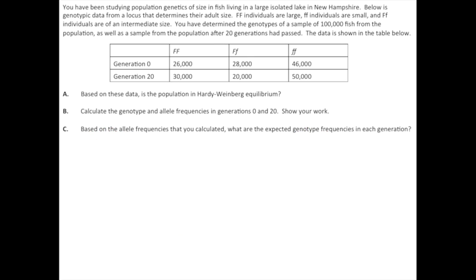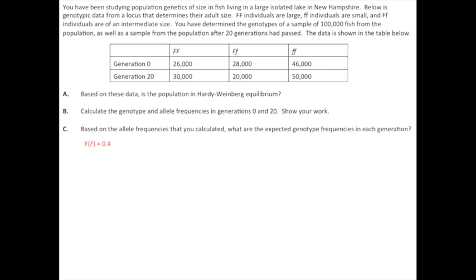In order to figure out what characteristic of the population could be causing this non-equilibrium behavior, it's useful to compare our observed genotype frequencies with the ones we could expect if HWE is in effect. So that's the next part of the question. Based on the allele frequencies that you calculated, what are the expected genotype frequencies in each generation? For this, we'll go back to our genotype frequency formulas, but since the allele frequencies for both generations are the same, we only need to do the calculation one time.